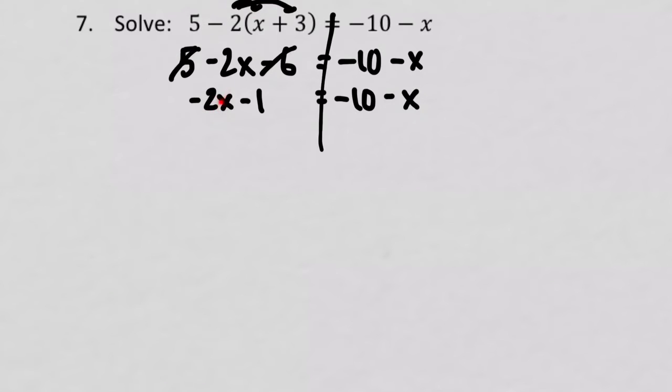Why do I say that one? Because when you get rid of that one, you have to add 2x. So when you add 2x over here on this side, you're going to get a positive, which is what you want, right?